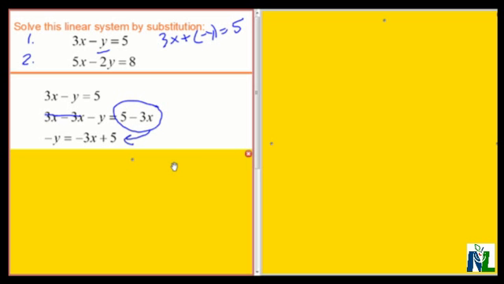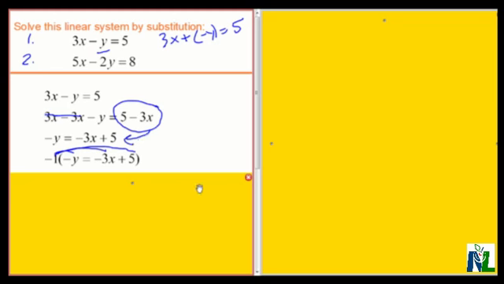To get y by itself on the left-hand side, I can either divide both the left and right-hand sides by negative 1, or I can multiply both the left and right-hand sides by negative 1. So I'm going to multiply both sides by negative 1. All three pieces get multiplied by negative 1. So I'll get y equals 3x minus 5. I'll call that equation 3.